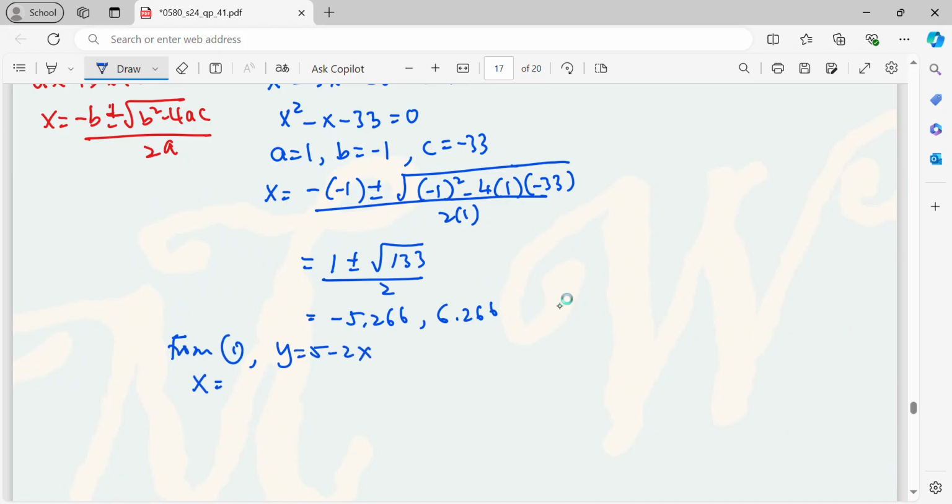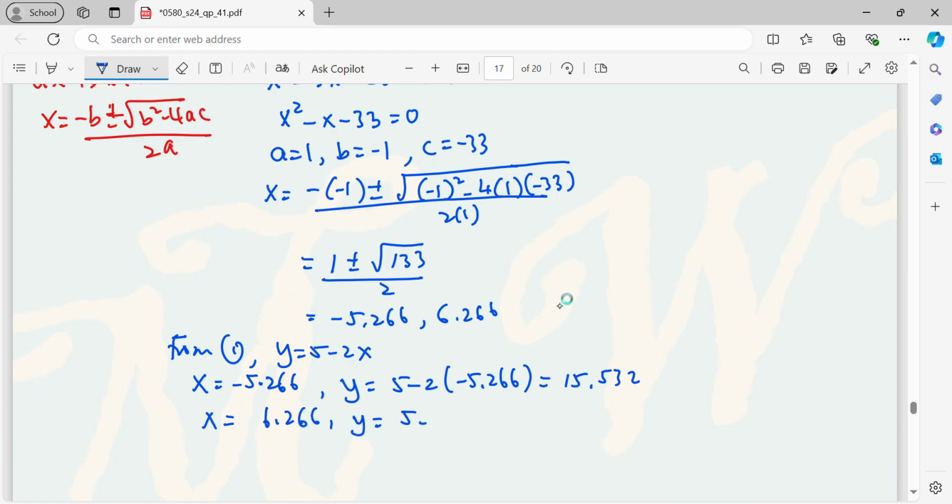When x equals negative 5.266, your y equals 5 minus 2 times negative 5.266. Then this is going to be 15.532. Okay, so then when x equals 6.266, your y equals 5 minus 2 times 6.266, and this is going to be negative 7.532.